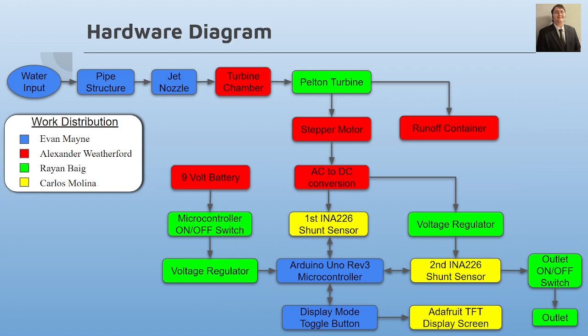Here is our hardware diagram. First, water flows down through the piping, out through a jet nozzle at its base, into the buckets of the Pelton turbine, and out through the bottom of the turbine chamber. The turbine will drive the motor through mechanical connections that will be described later, and the AC signal generated will be converted to DC using two Wien bridges. This signal will be measured by the first shunt sensor. The signal will then pass through a voltage regulator and will be measured by the second sensor at the outlet of the system. A regulated 9-volt battery will be used to power the microcontroller, the sensors, and the LCD screen.